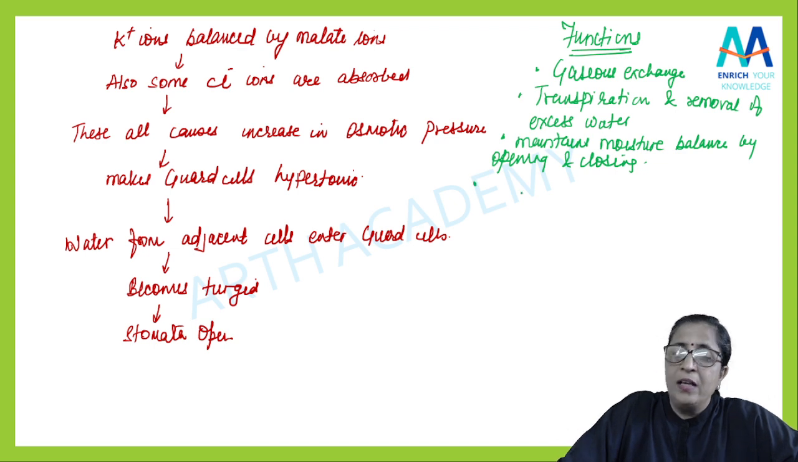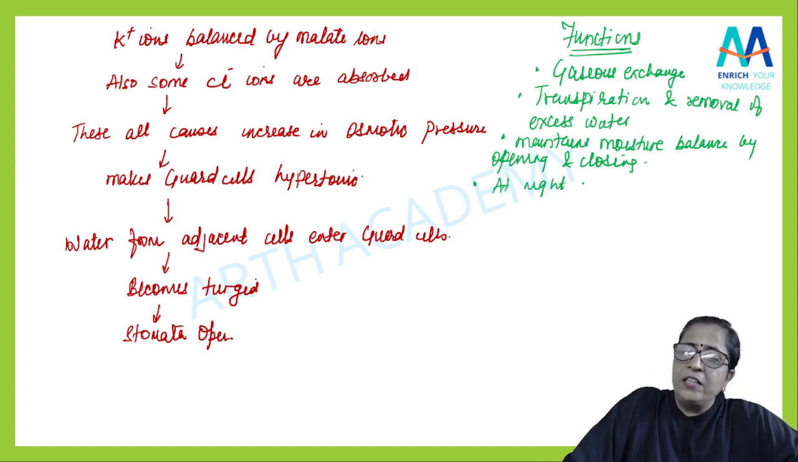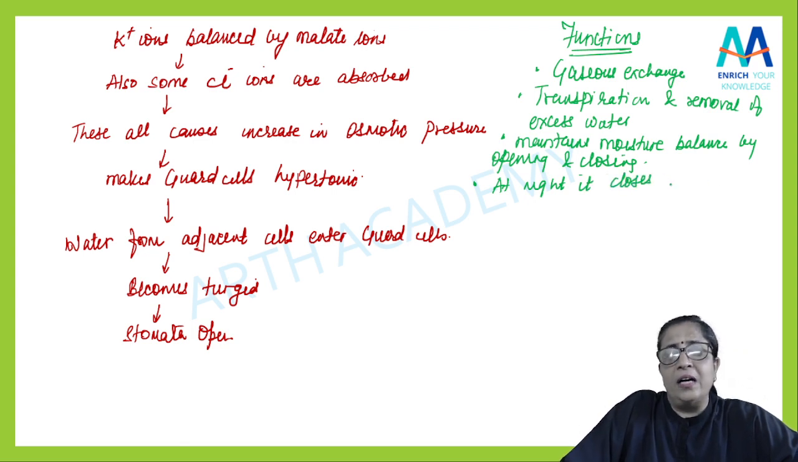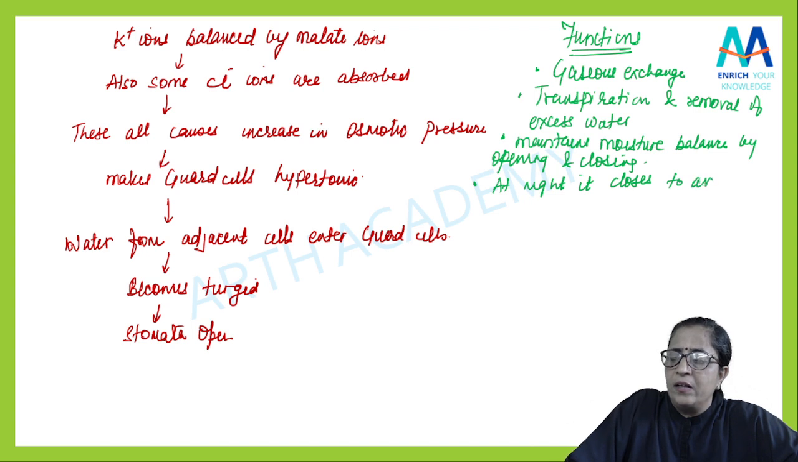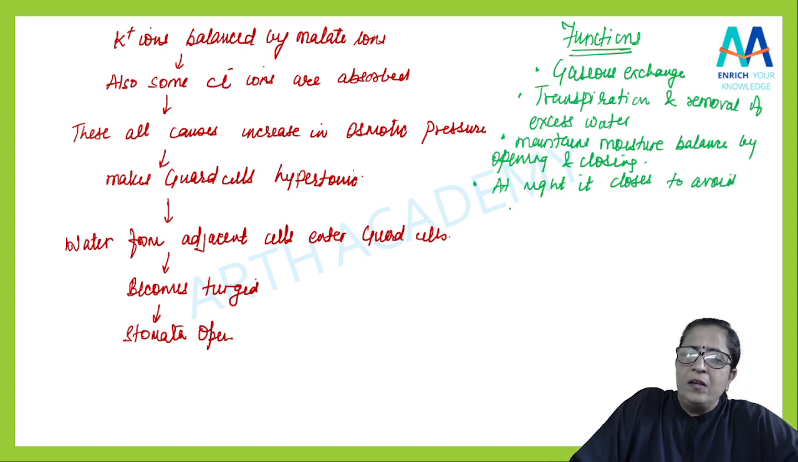है ना, मॉइस्चर जब कम हो जाएगा, ज्यादा हो जाएगा, अकॉर्डिंगली वो ओपन क्लोज करेगा और मॉइस्चर के बैलेंस को मेंटेन करेगा. सिमिलरली एट नाइट इट क्लोजेस. यस, बहुत जगह जब पानी की कमी रहती है जहाँ पर, है ना, वाटर लॉस होने का डर रहता है, सो एट नाइट द स्टोमेटा क्लोजेस टू अवॉइड लॉस ऑफ वाटर ऑल्सो.